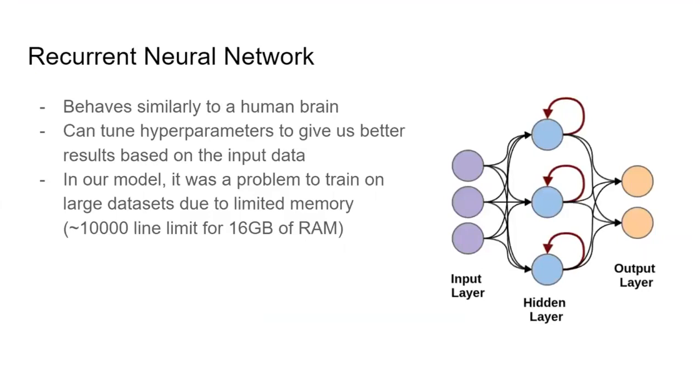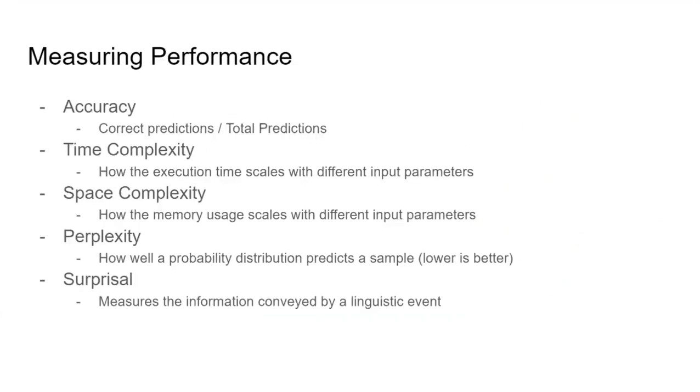RNNs, on the other hand, exhibit similar behavior to how a human brain functions. Using the RNN hyperparameters, we can fine-tune them to make our model train faster, more efficiently, or with higher accuracy based on the input training data. Due to the memory restrictions on our computers, we can't train on the largest data sets that we process, which gives us a low generalization.